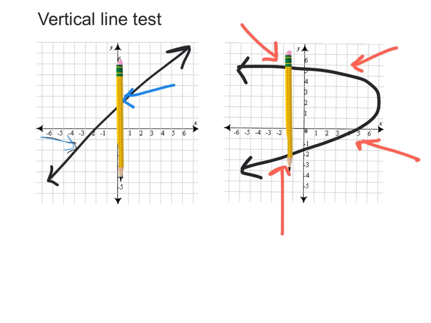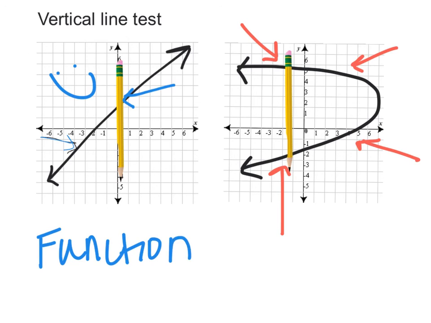So if it only crosses one place, like this one, then it's a function. If it's crossing at more than one place, then it's not a function.